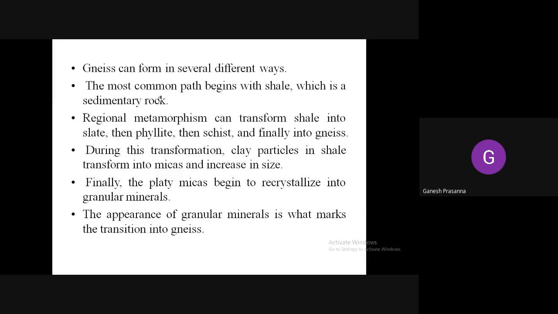In this transformation, the clay particles in shale transform into micas and other minerals. The clay particles present in the shale, such as kaolinite and smectite, are all clay minerals. These clay minerals transform into micas and increase in size. Finally, they begin to recrystallize into granular minerals, and when granular minerals form, it marks the transition into gneiss.